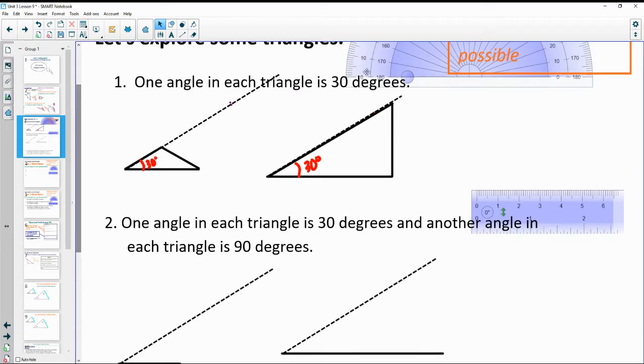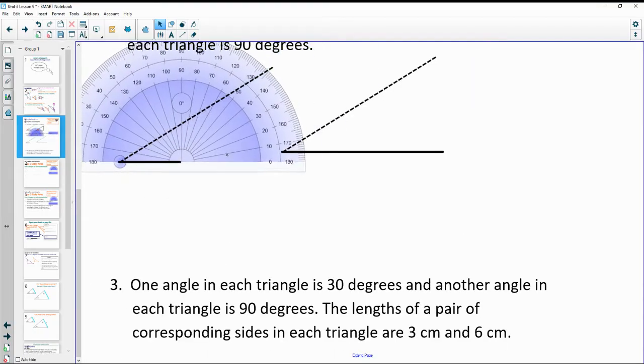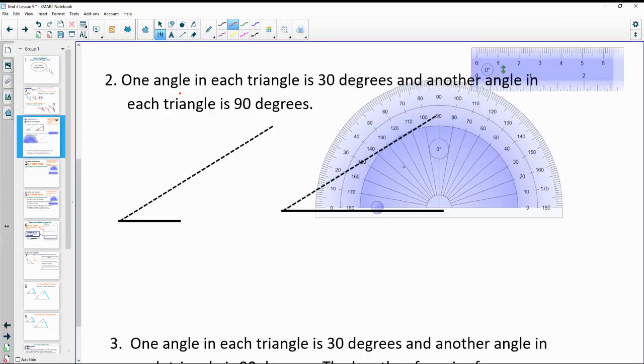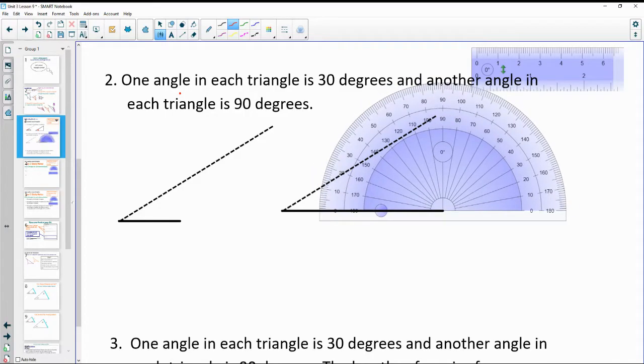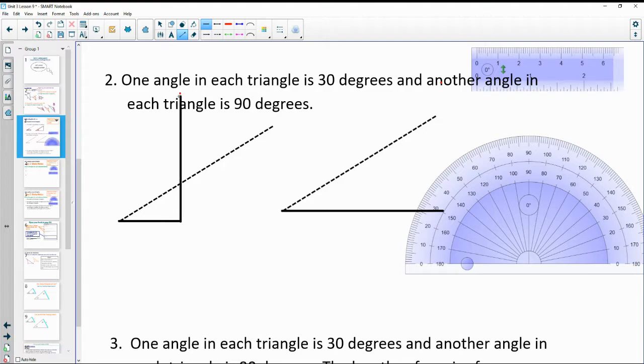Now we need a 90-degree angle. So I'm going to have this bottom length be my side of my triangle. So I'll measure up to 90 here. And then I'm going to have this be my other angle here. So I'll measure up to 90 for this one and draw in those segments. So there's to that 90. And then here's to this 90.